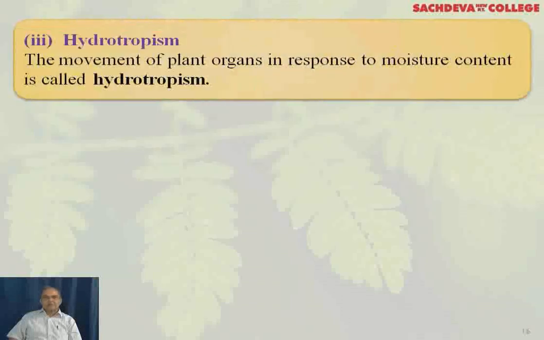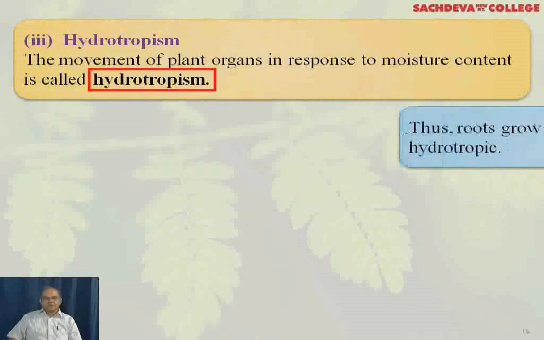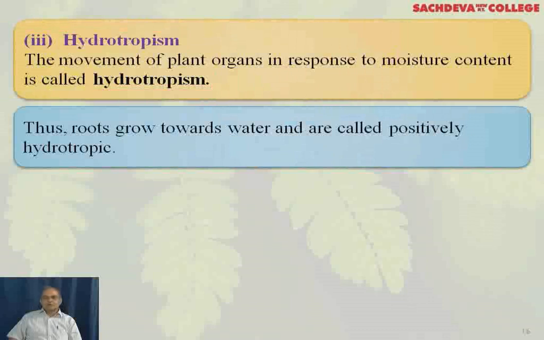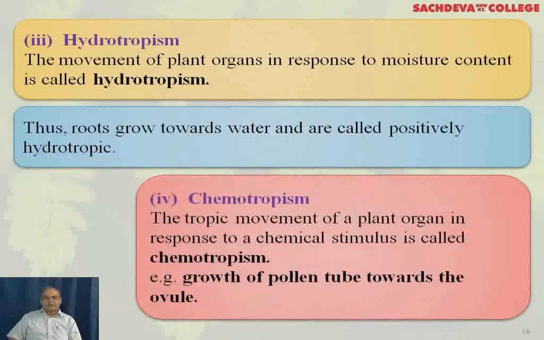Hydrotropism. The movement of plant organs in response to moisture content is called hydrotropism. Thus, roots grow towards water and are called positively hydrotropic. Chemotropism. The tropic movement of a plant organ in response to chemical stimulus is called chemotropism. An example is the growth of the pollen tube towards the ovule.